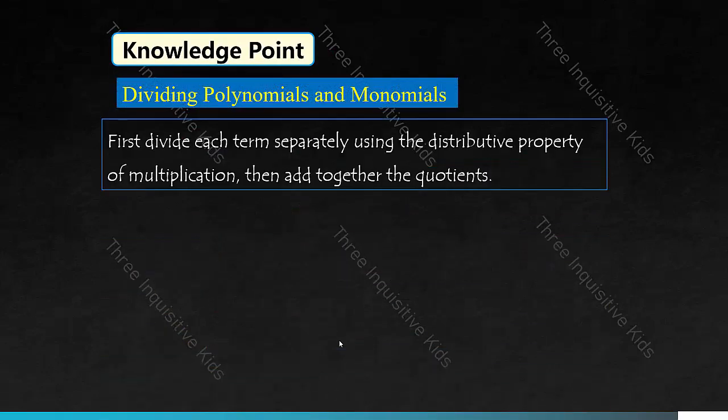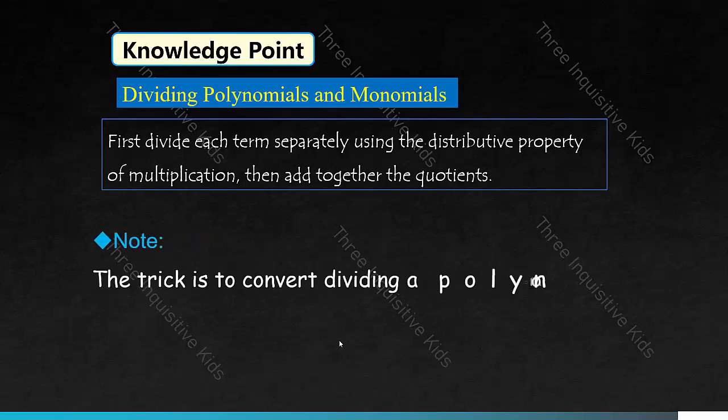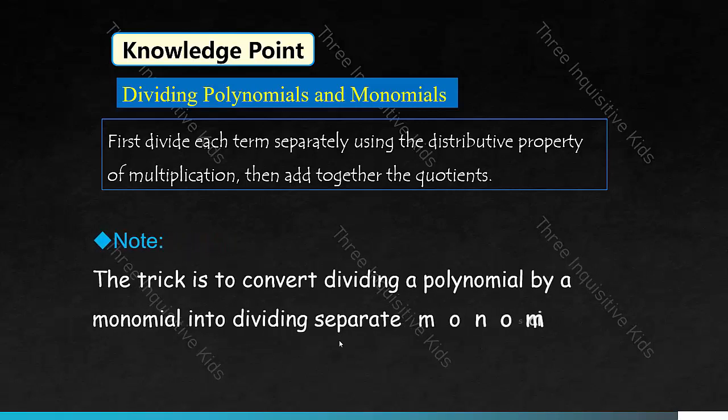When we're dividing polynomials and monomials, first divide each term separately using the distributive property of multiplication, and then add together the quotients. The trick is to convert dividing a polynomial by a monomial into dividing separate monomials by a monomial. And we can do that by first turning the divisor into its reciprocal, and then we multiply that into the polynomial to get separate monomials. Example 1, compute.